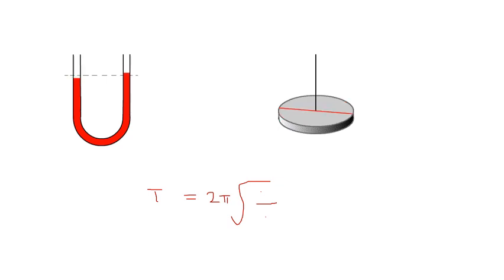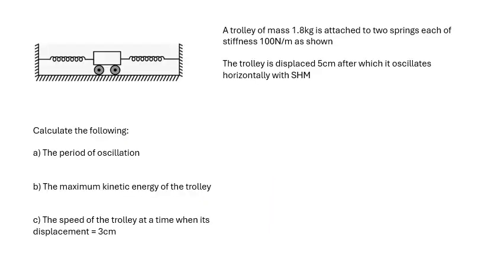It may be the moment of inertia. If you do your engineering physics, you'll know what I'm talking about. In fact, I think for the torsional pendulum, it's I over C, where C is the torque per unit angular displacement. Ignore me, you don't need to know. Move on, next slide quickly.